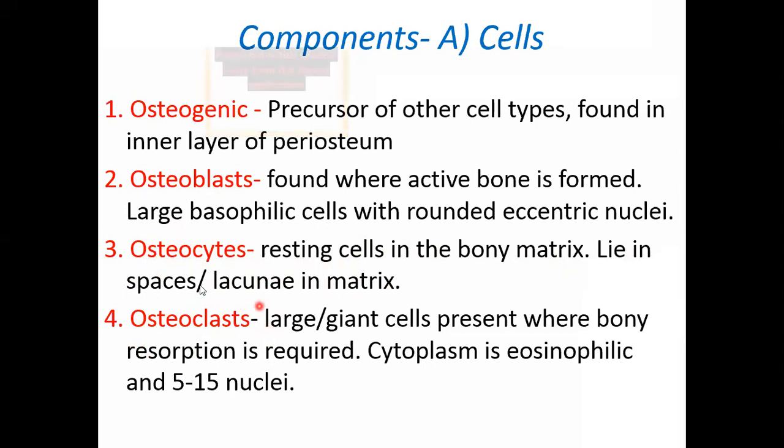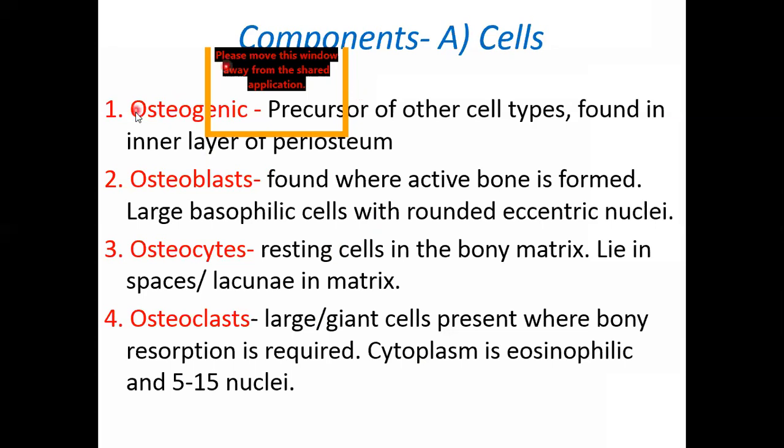Next, coming to osteoclast. They are large giant cells, present where bony resorption is required. Resorption means you want to eat up the bone. That's where you have these osteoclasts. Here the cytoplasm is eosinophilic, so it's pinkish, and you have 5 to 15 nuclei. It's big and large, that's why it's called giant cells. You will also hear about tumors like osteoclastoma, with a lot of giant cells in them. That's how you can remember which cell will increase.